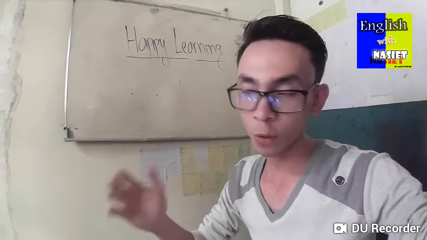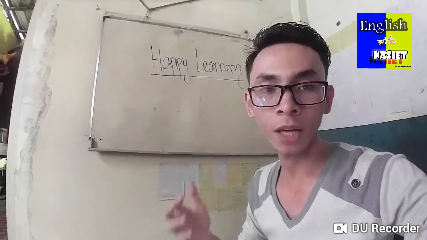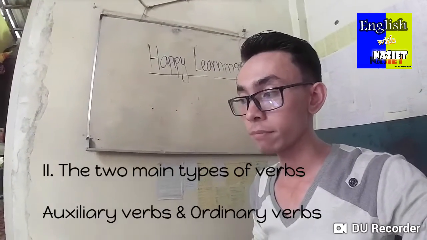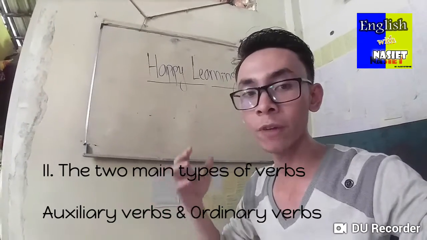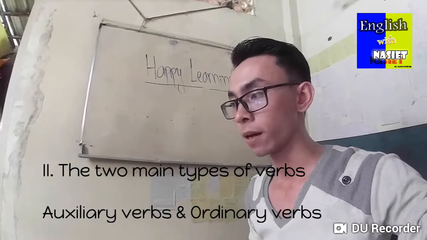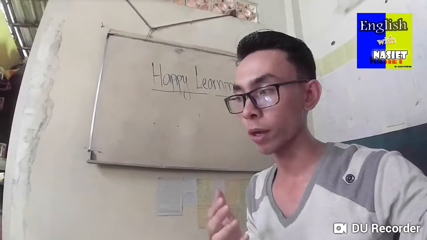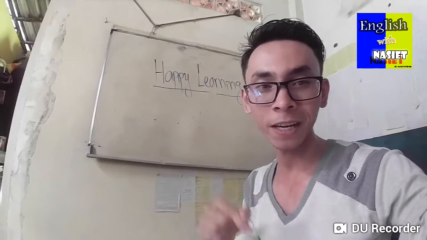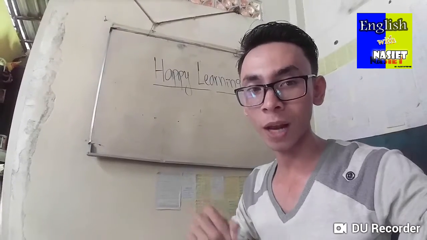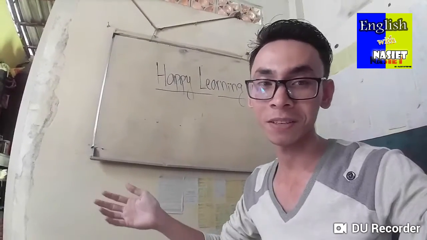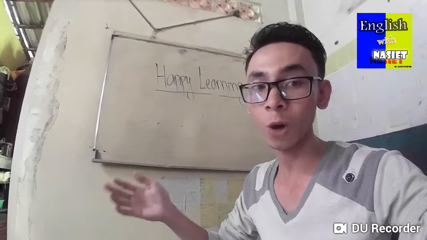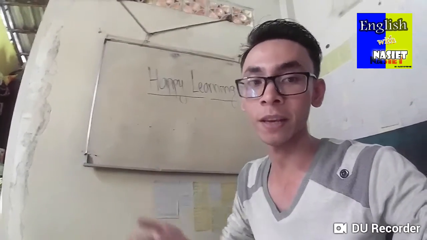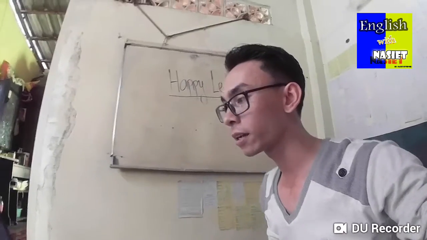So let's settle down quickly to the two main types of verbs. Well, basically we have two types of verbs: auxiliary verbs and ordinary verbs. But as I said, I won't talk about ordinary verbs because if I did, my video would last up to 10 minutes or something. So I decided to talk about it in the next video.